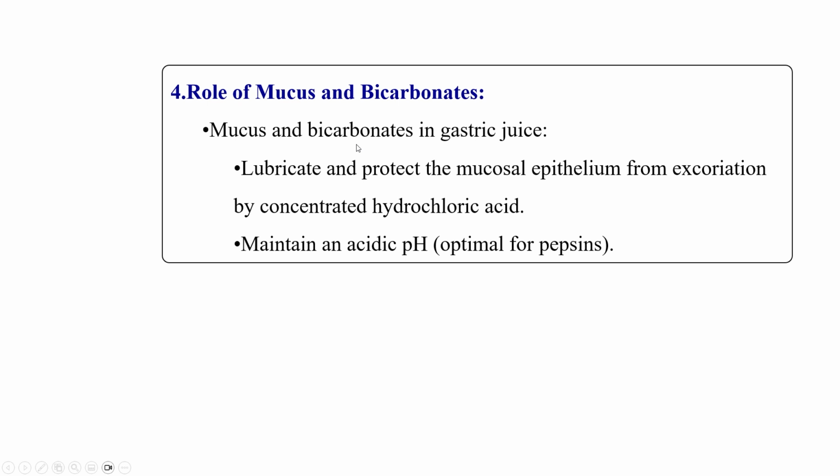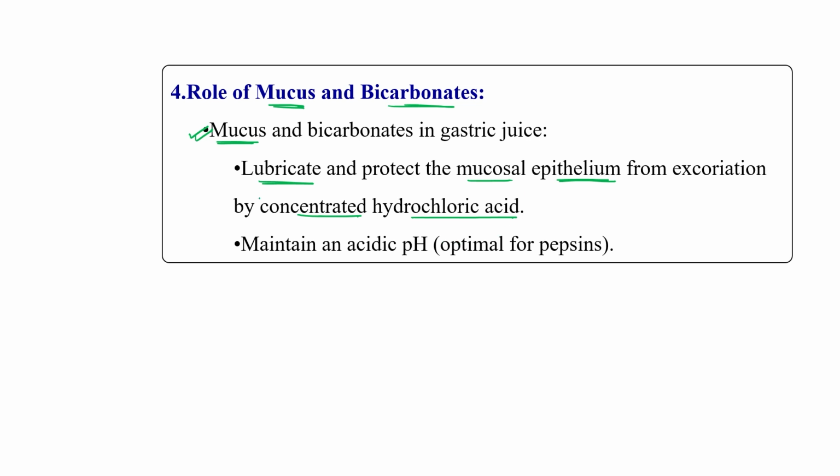Clear? What is the role of mucus and bicarbonate? Mucus and bicarbonate, which are also present in the gastric juice, provide lubrication to the epithelial layer. Why? Because HCl is secreted inside our stomach. HCl is a strong acid, and it can create harm to our stomach. So the mucus provides lubrication to the stomach wall. This harm can be generated because of the presence of concentrated HCl.